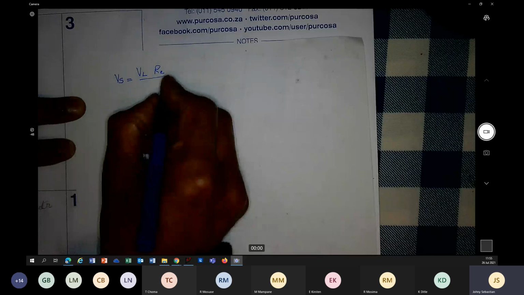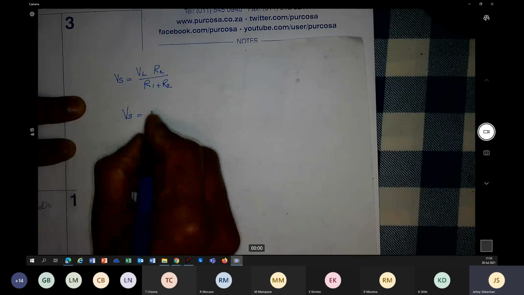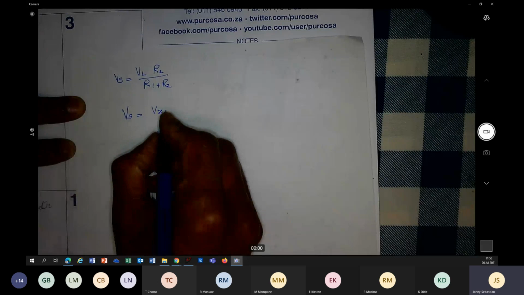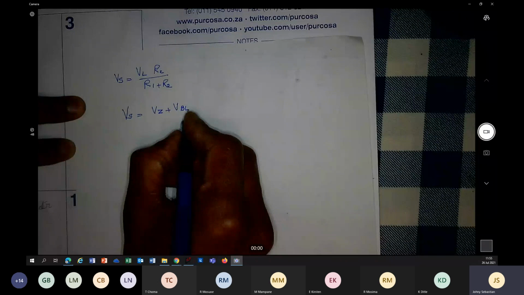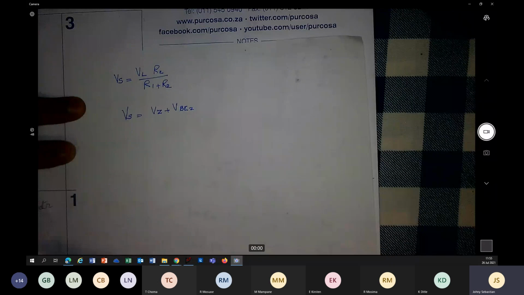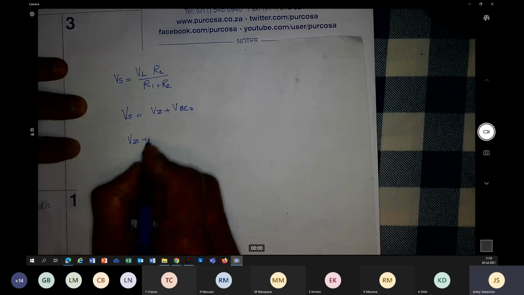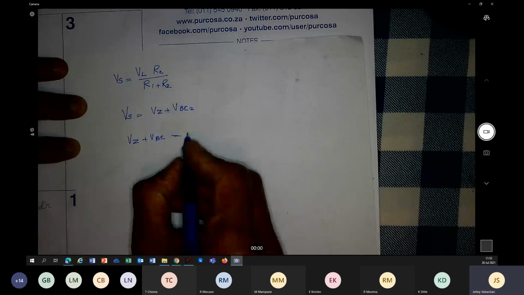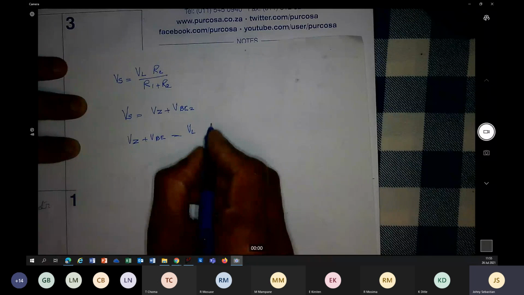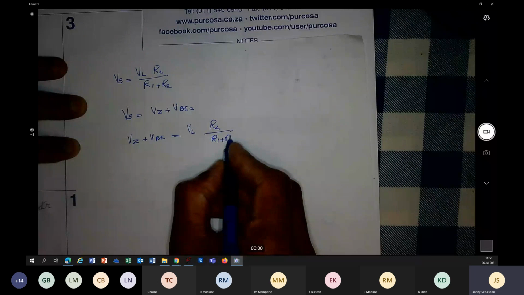We can write the voltage divider expression: VL times R2 divided by R1 plus R2. And V sample equals VZ plus VBE, in fact VBE2. And then we can start working out: VZ plus VBE equals VL R2 divided by R1 plus R2.